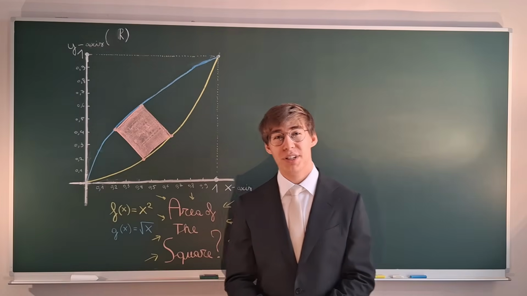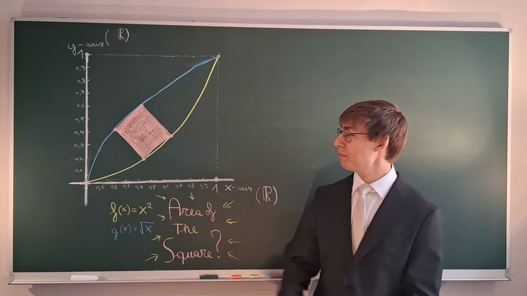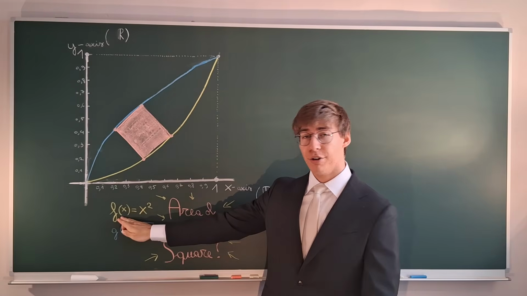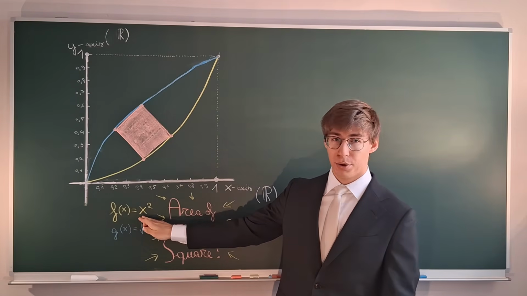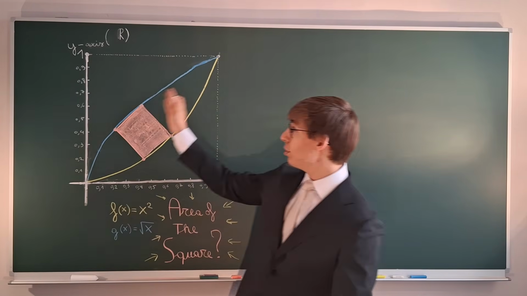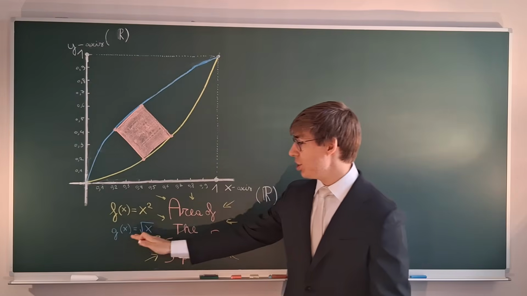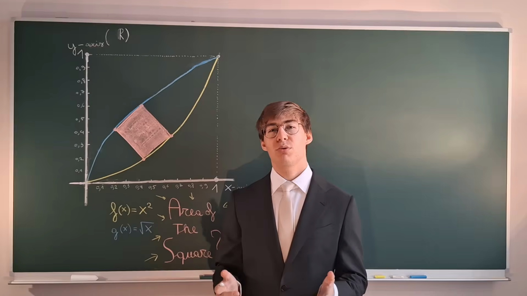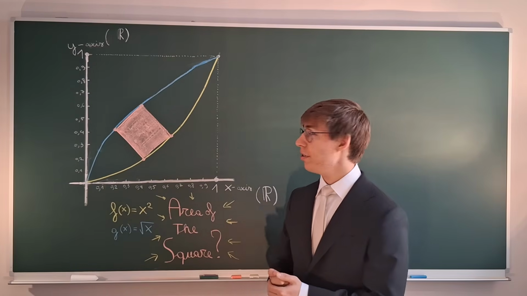Hi everyone, let's solve this interesting geometry problem together. As you can see, there is one function below, which is the function f of x equals x squared. And then there is this blue function above, which is g of x equals the square root of x. As you might know, these are inverse functions of each other.